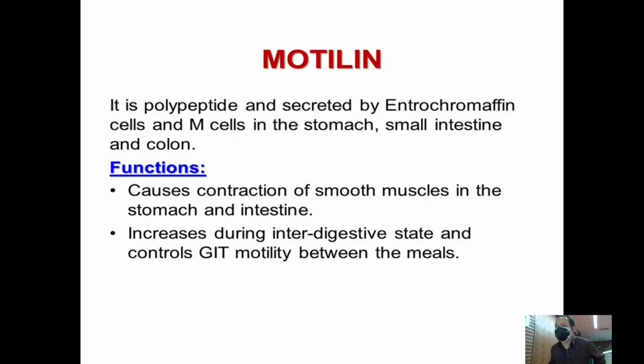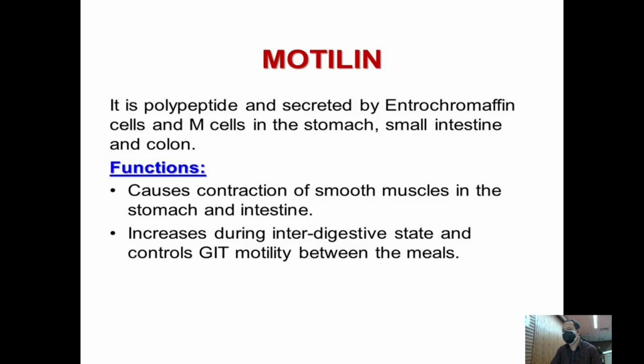Another hormone is called motilin, and this is the last hormone that I will be discussing. It is a polypeptide secreted by enterochromaffin-like cells and the Mo cells. These M cells are also called Mo cells. These are two cells which are present in the stomach, small intestine, and colon, and when stimulated by a number of things, by stretch, these cells would be stimulated and cause the secretion of motilin.